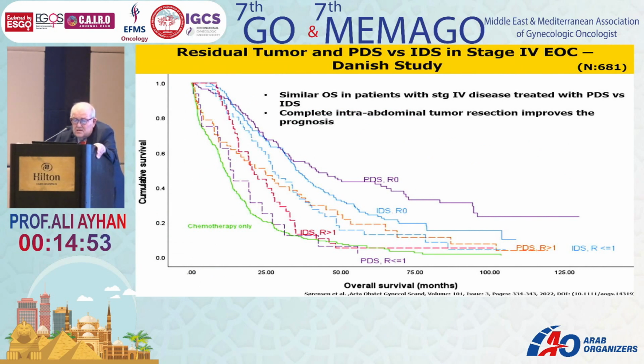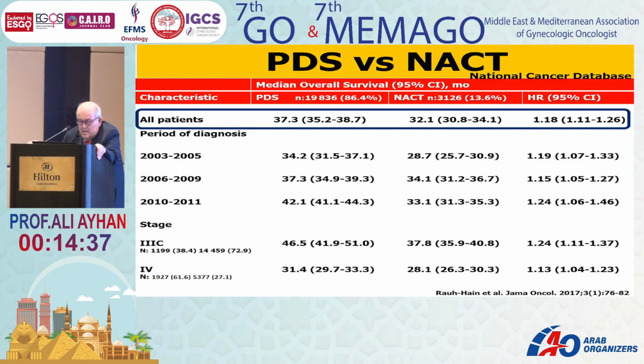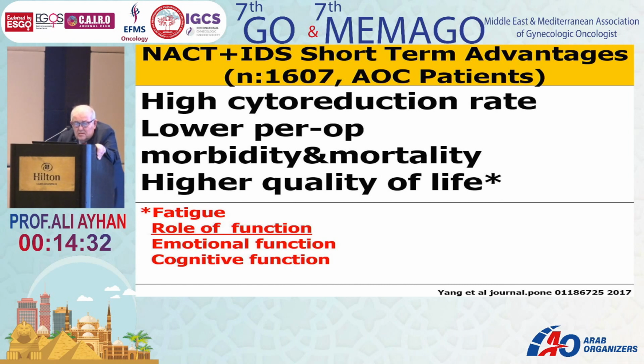What about stage 4? And stage 4A and 4B. Again, if the complete cytoreduction within the abdominal cavity, the result is similar. Neoadjuvant chemotherapy interval debulking surgery, short-term advantages: high cytoreduction rate, lower peri or postoperative morbidity and mortality, higher quality of life.